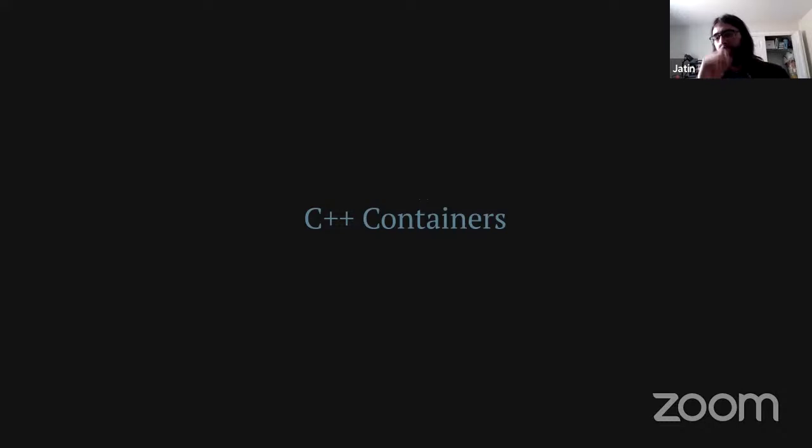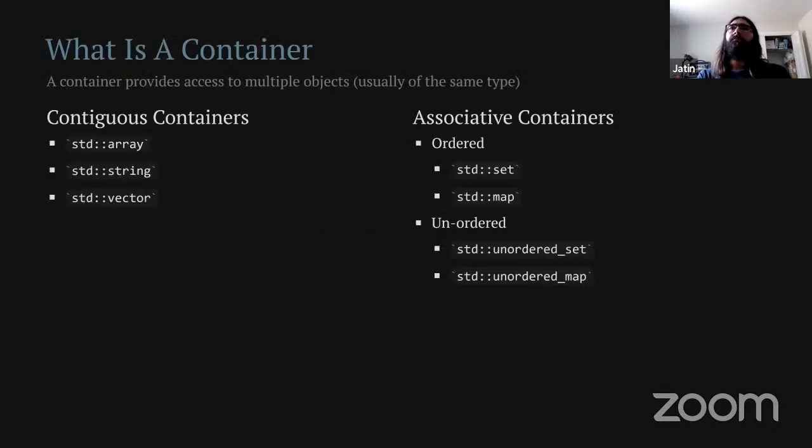Starting off with C++ containers, I'm going to define a container as just something that gives you access to multiple other things. Usually they're all the same type, but I guess they don't have to be. If you're talking to C++ people about containers, they'll usually separate them between contiguous containers and associative containers. A contiguous container stores all of the items that it holds in a contiguous block of memory. Your first item is living in some memory, and the next item is right next to it, and so on throughout the length of your container.